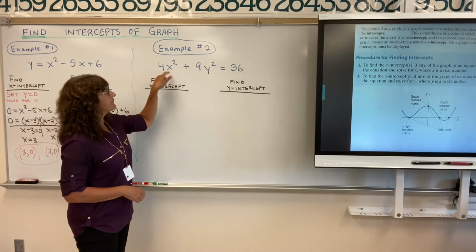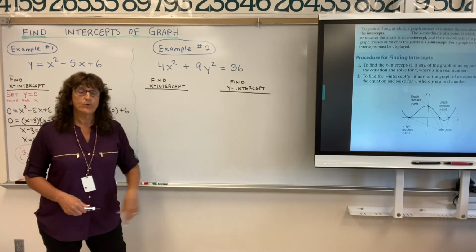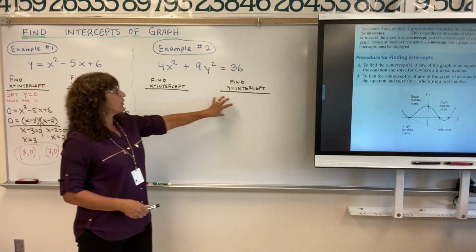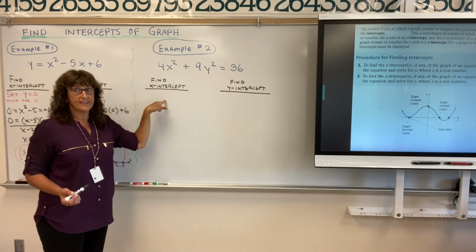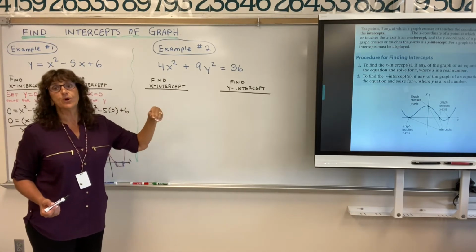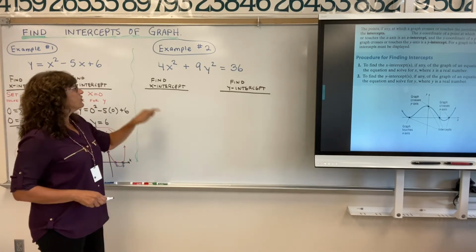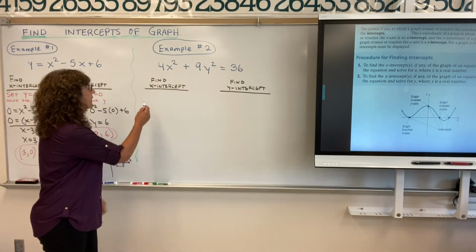Example number 2, we've got 4x squared plus 9y squared equals 36. So we want to find the x-intercepts and y-intercepts here. To find the x-intercepts, remember what we do? To find the x-intercepts, substitute 0 in for y, solve for x. I wrote the instructions over there. So to find the x-intercept, keep the x, substitute a 0 in for y.